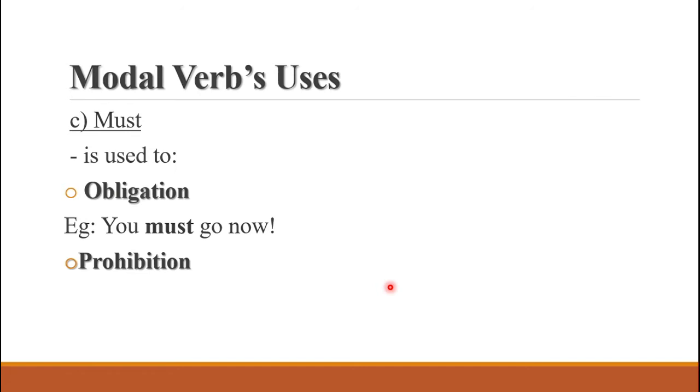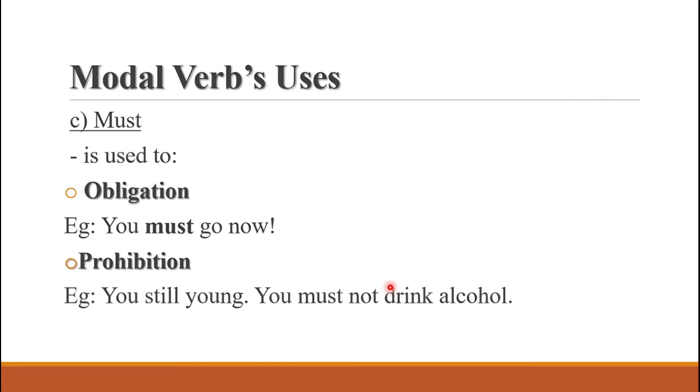Also, we use it to show a prohibition. For example, you're still young. You must not drink alcohol. Você ainda é jovem. Não pode beber bebidas alcoólicas. Não é? You must not. That is a prohibition. Okay? Do you understand? Essa é uma proibição. Nós temos aqui o must a ser usado para proibição. Ok?